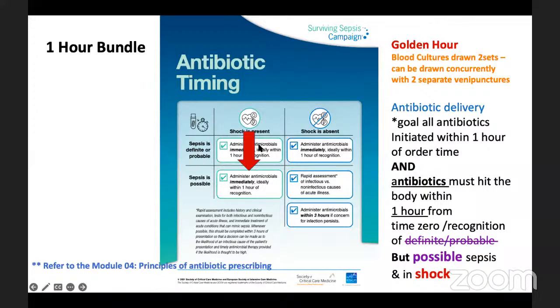You might have missed something. So consider this patient as if in shock, even if the screening tools don't give you adequate scores, but possible sepsis is there. That's fine. Take blood cultures and start antibiotics within the golden hour. You can rule out sepsis later on.